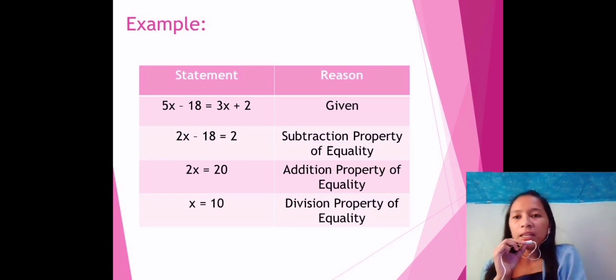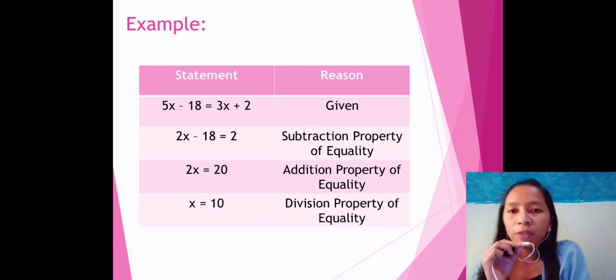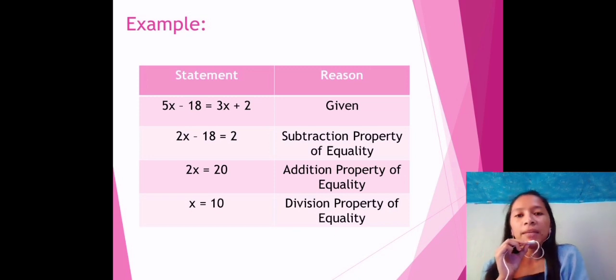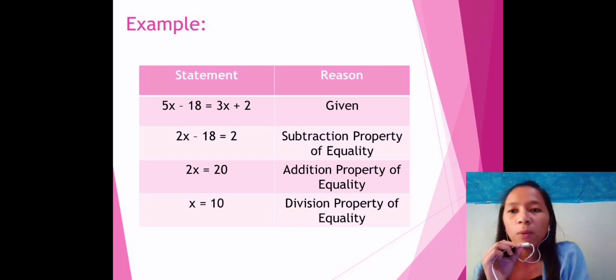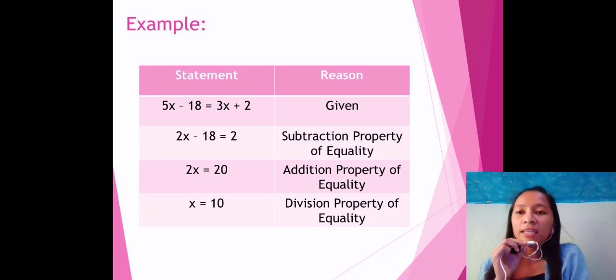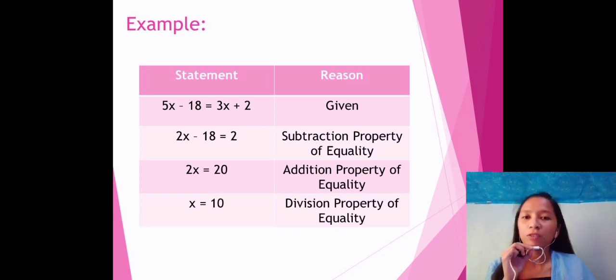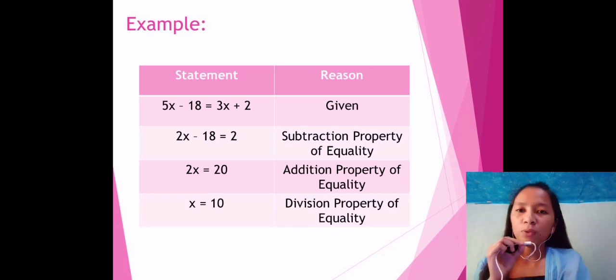And finally, gagamitin na natin yung division property of equality para malaman natin kung ano ba talaga yung pinaka-value ng x which is pareho natin siyang i-divide sa 2 para mawala yung 2 sa 2x, and then magiging ang final answer na lang niya is x is equal to 10 because 20 over 2 is equal to 10. So, ganyan ang deductive reasoning. May pinapalo siya na step-by-step procedure.